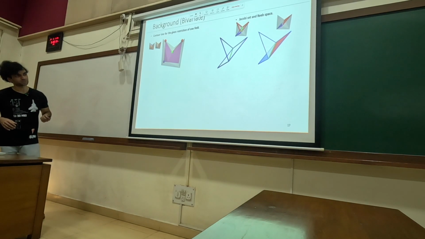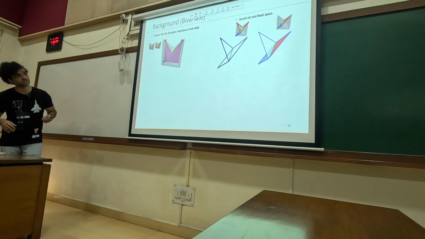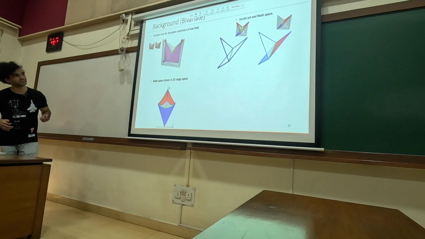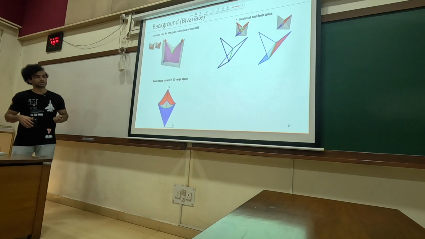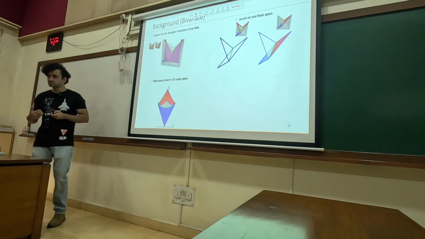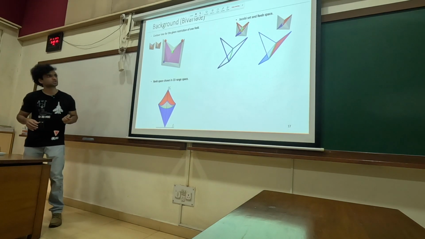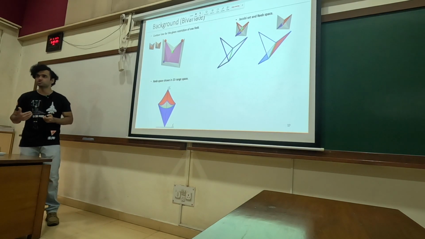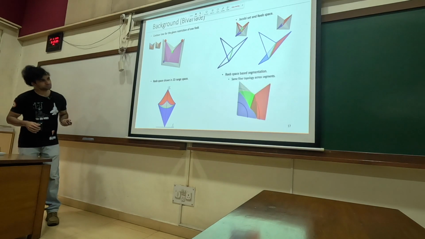Reeb space. This Reeb space is a two-dimensional structure. So every point can be highlighted just with the two scalar fields in consideration, F1 and F2. And in two-dimensional space, different surfaces of this Reeb space overlap with each other. And that is why it has these representation issues and also the computational issues. And that makes it less suitable to use for different applications.